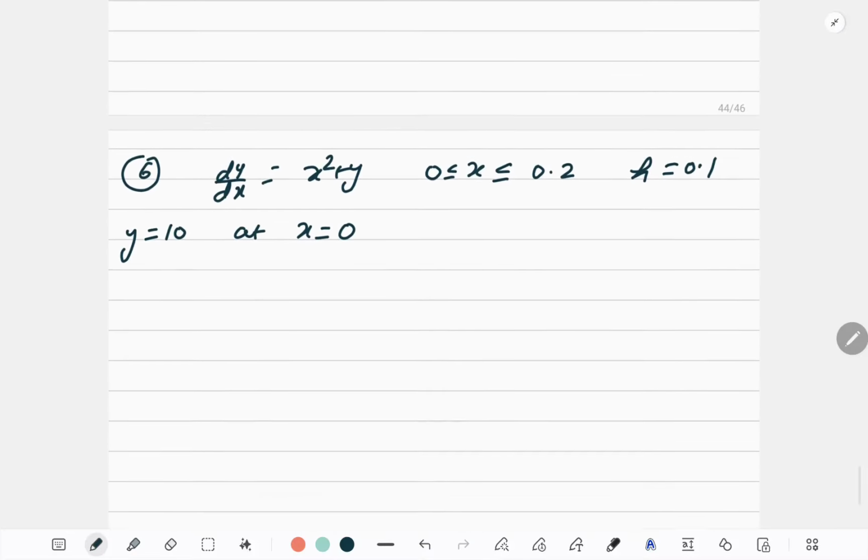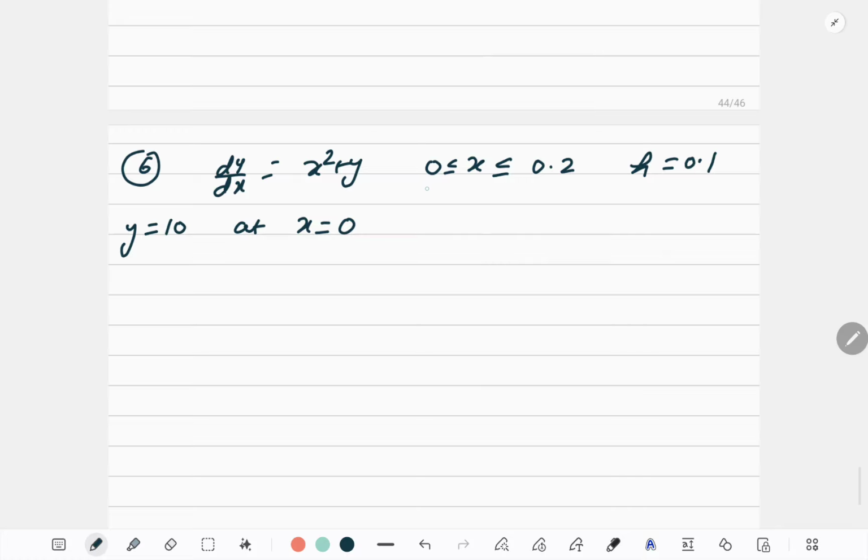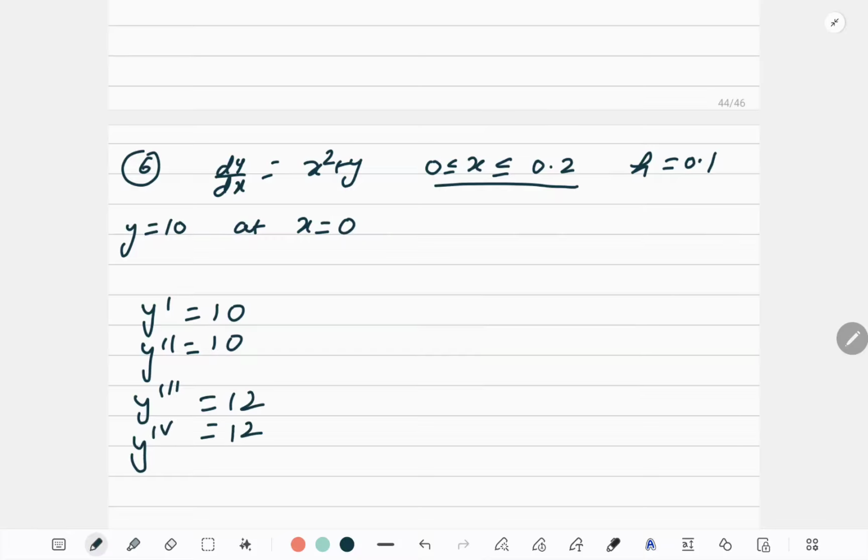Let's understand the next question. Look at this question. Now they have given it in the range format. So dy by dx is given, h is given and range is given. So there is nothing to get confused in this. Same way you find out the derivative. First derivative you find out, and then second derivative, third derivative, and fourth derivative you find out. Once you find out all the derivatives, I'll tell you the values you will get. The first derivative value you will get 10, second derivative value you will get 10, third derivative value you will get 12, and fourth derivative you will get 12 again, right?